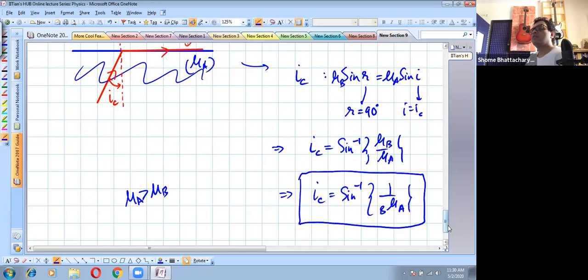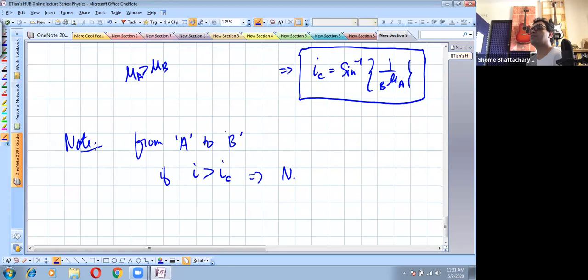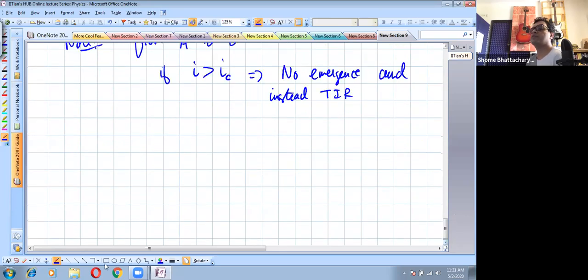Secondly, we should remember that from A to B, that is denser to rarer, if the angle of incidence happens to be greater than the critical angle, it means that there is going to be no emergence. Instead, there is total internal reflection, as you know. So that happens in this situation.